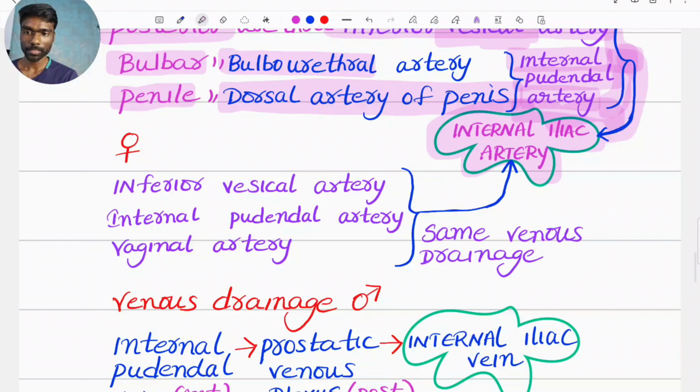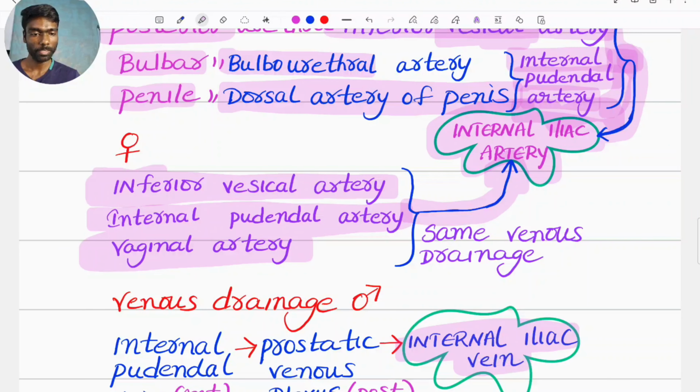In females, it is the same: inferior vesical artery for the proximal part, internal pudendal artery and vaginal artery for the distal part of the urethra. Ultimately to the same internal iliac artery. Venous drainage for females follows the same: inferior vesical vein, internal pudendal vein, ultimately draining to the internal iliac vein.